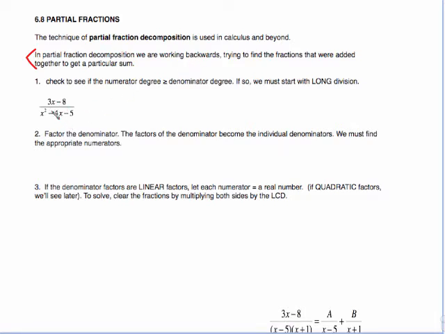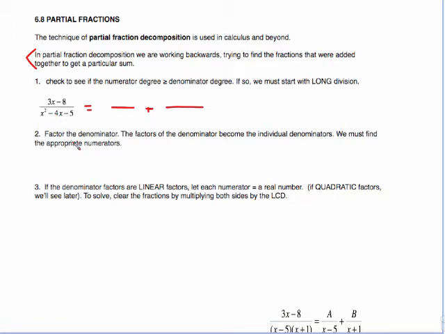So take a look at this fraction right here. This was our answer. We know that there were two fractions that were added together to get this fraction. We want to figure out what's what. So here's our steps. Number one, you check to see if the numerator degree is greater than or equal to the denominator degree. If so, we must start with long division. Well, that's not the case here. The degree in the numerator is 1, the degree in the denominator is 2, so the numerator degree is not greater than or equal to the denominator degree.